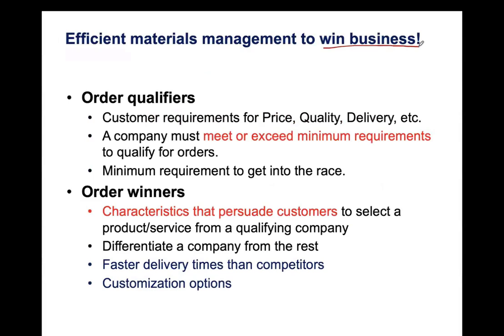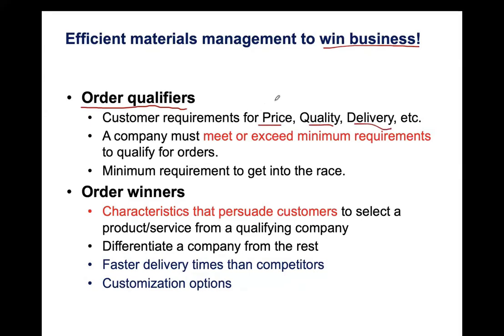And more specifically, in business, there are two types of criteria that are important. The first one is called order qualifier. Order qualifiers are characteristics that are essentially required in your product and in your service. If these elements are missing, you won't even be shortlisted. Some examples of order qualifiers include price, quality, and delivery.